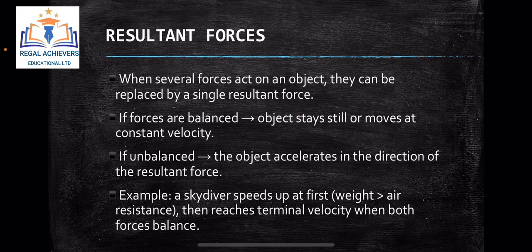Resultant forces. When several forces act on an object, they can be replaced by a single resultant force. So if forces are balanced, the object stays still or moves at constant velocity. But when they are unbalanced, the object accelerates in the direction of the resultant force. Example, a skydiver speeds up at first because the weight is greater than the air resistance, then reaches terminal velocity when both forces are balanced.